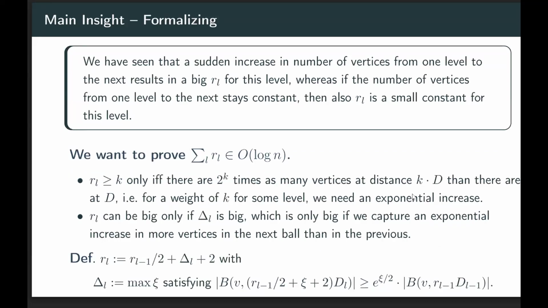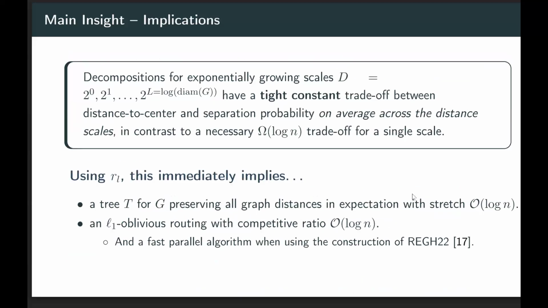I'm close to the end, so we can look at what you want to discuss after this. So we want to recap again. What did we show now? We saw that it could make sense, and it actually works, that you get a tight constant trade-off, not constant definitely, but on average constant for this distance to center, this RL value. And it immediately implies that you get this 3t with expectation log n, and getting the L1 oblivious routing algorithm is obviously also log n, but you have to use the Heutler result to make it fast and parallelizable.